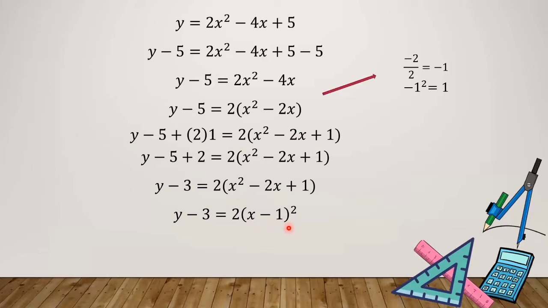Then the next step that we're going to do is to interchange the negative 3. So we add positive 3 to both sides. So it will become y minus 3 plus 3 is equal to 2 multiplied by x minus 1 squared plus 3. Negative 3 plus 3 is equal to 0. So our function is y is equal to 2 multiplied by x minus 1 squared plus 3.